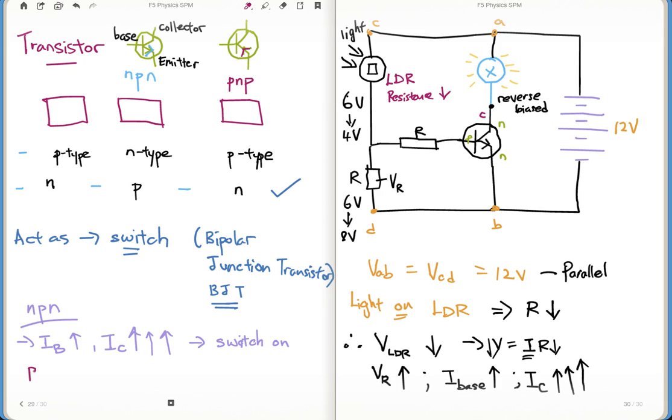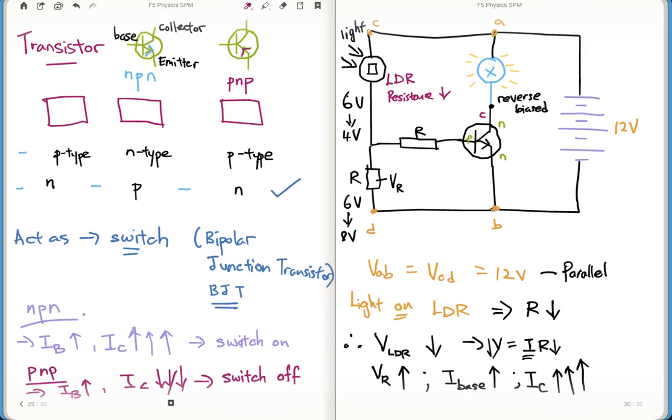Okay. For PNP, if you have current over the base increase, your current over the collector will reduce, giving you a switch off. You get a switch off condition. So they work in opposite manner, depending on which type of transistor you use. Now, how is that so?